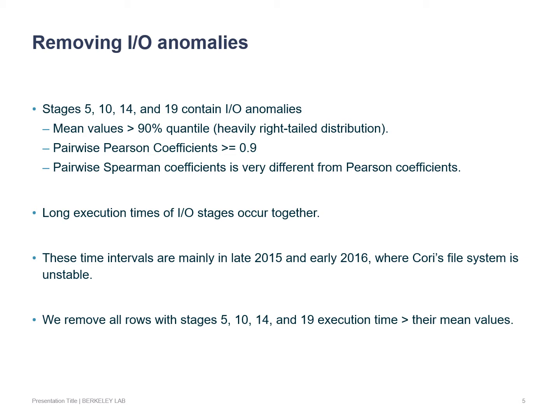After further investigation, we noticed that this highly correlated I/O processing time occurs with timestamps that lie in 2015 and early 2016, when Cori systems was unstable at that time. To remove these anomalies, we remove data points with I/O processing time larger than the mean of the entire dataset. We will justify this method in the next page.